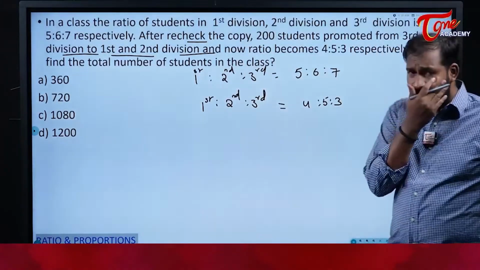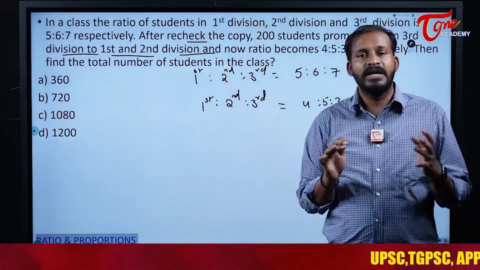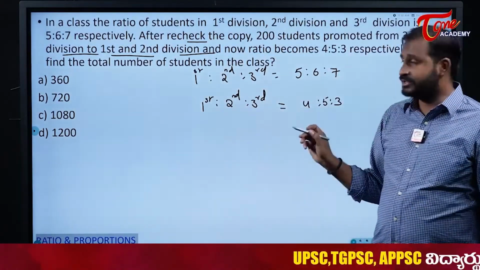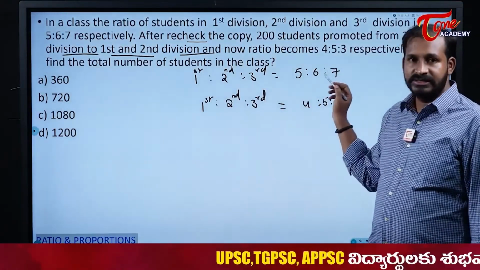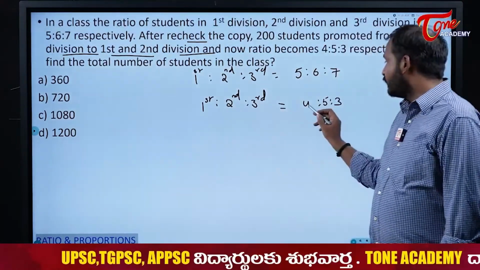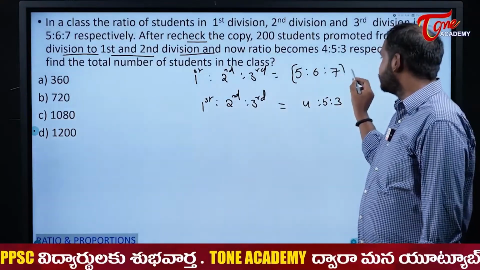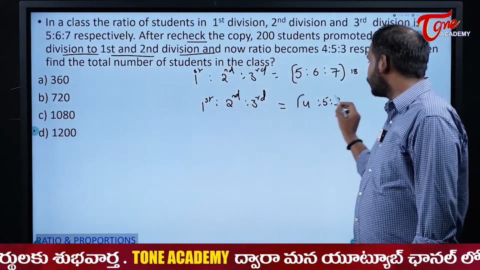Here anyway the total number of students in the class remains the same. Am I correct or not? So make sure that the total is constant. 5 plus 6 is 11. 11 plus 7 is 18. Now if you observe this one, 4 plus 5 plus 3 is 12. So here the total is 18 and here the total is 12.